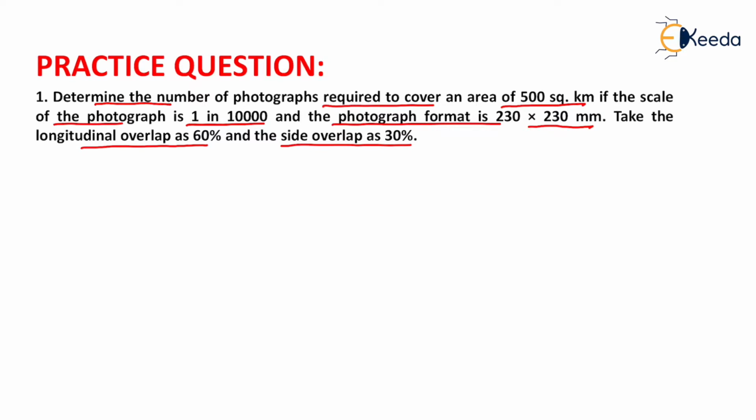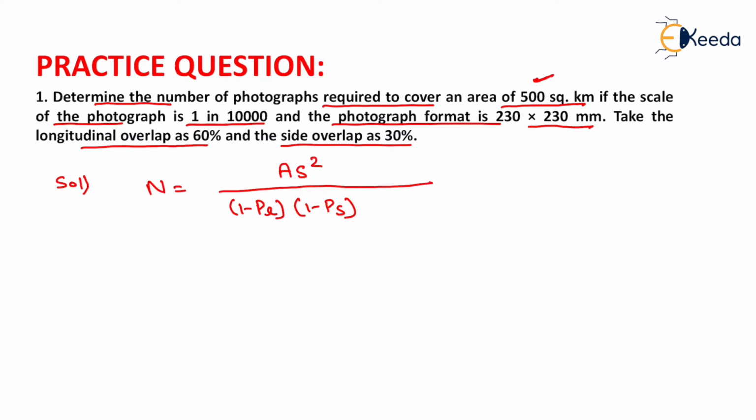Now in today's question, the area of the field is given, that is 500 square kilometer. So we will use the formula for the number of photographs. Capital N is equal to A S square, that is area into scale square, divided by (1 minus PL, that is the longitudinal overlap) into (1 minus PS, that is the side overlap), into length of the photograph into width of the photograph.